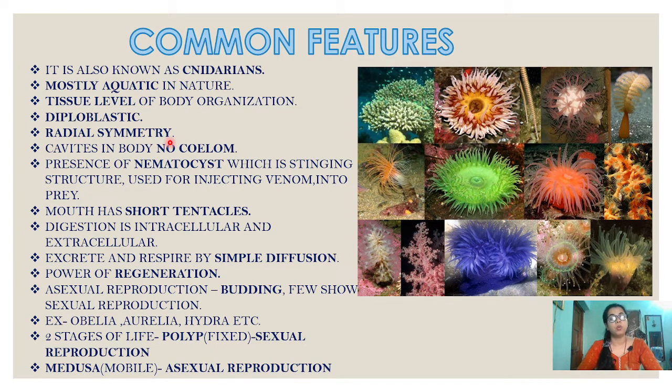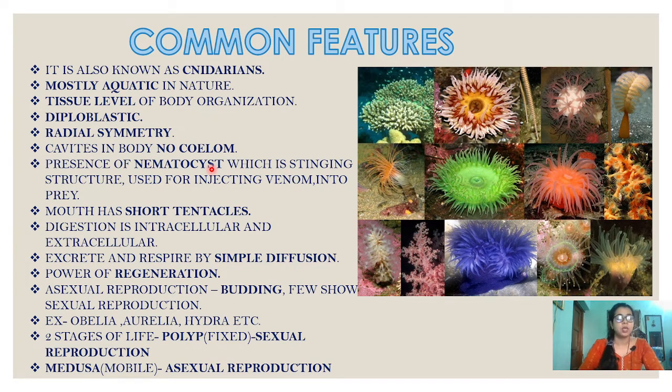If you do not know what radial symmetry, diploblastic, or tissue level of organization is, I have made a detailed video regarding that. Do watch that video. In coelenterates the coelom is absent, you can say they are acoelomate. And one special feature present in Coelenterata is the presence of nematocysts.